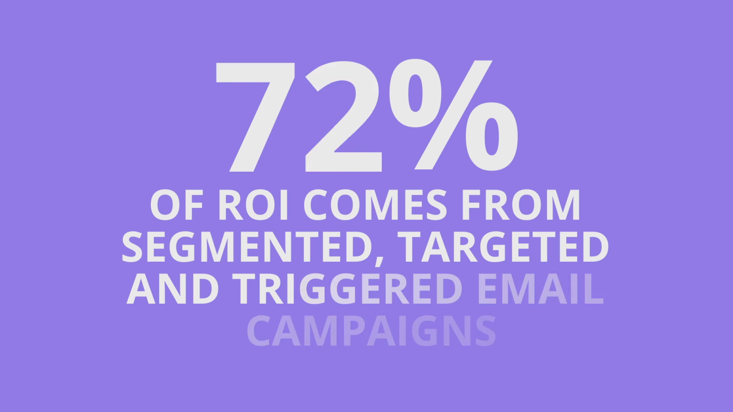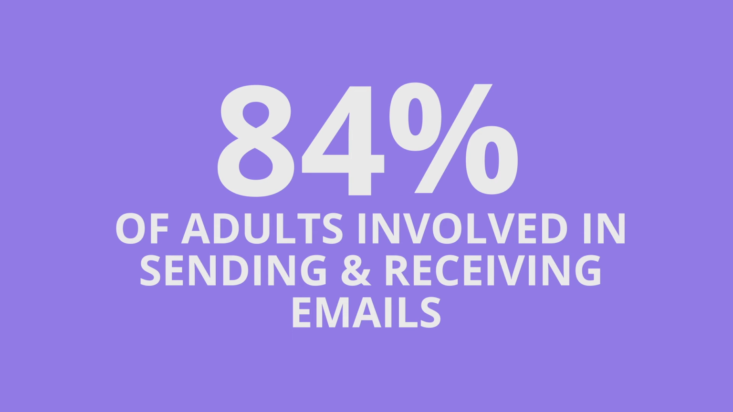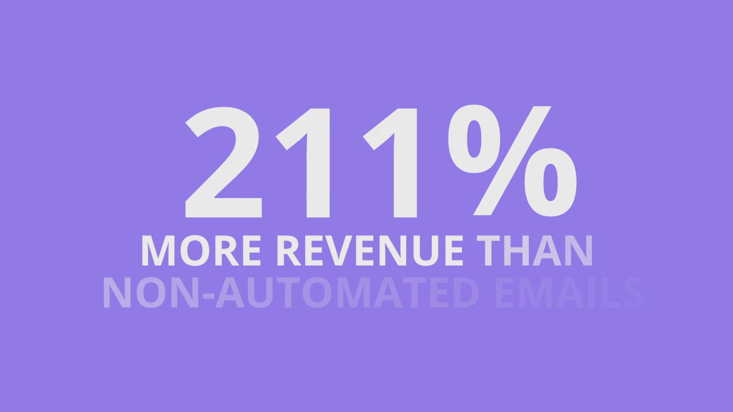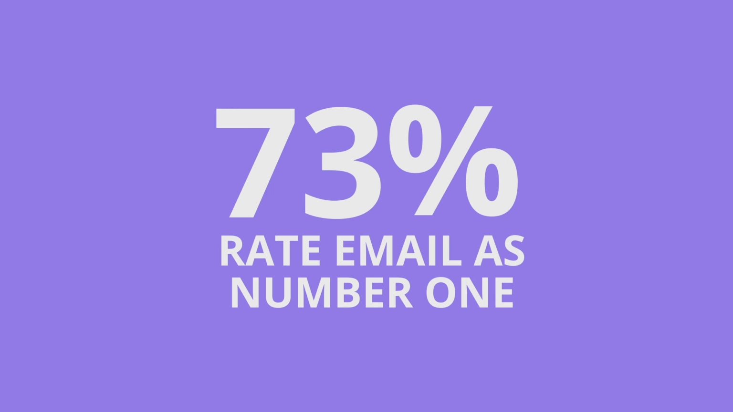Everyone looks at it, and you can measure engagement based on how often someone opens, clicks, and interacts with your content. Here's a few quick facts. 1. 77% of ROI comes from segmented, targeted, and triggered email campaigns. 2. In 2018, the most popular internet activity was sending or receiving emails, with 84% of adults involved in this activity. 3. Automated emails generate 320% more revenue than non-automated emails. 4. 73% of marketers rate email as the #1 digital channel for ROI.